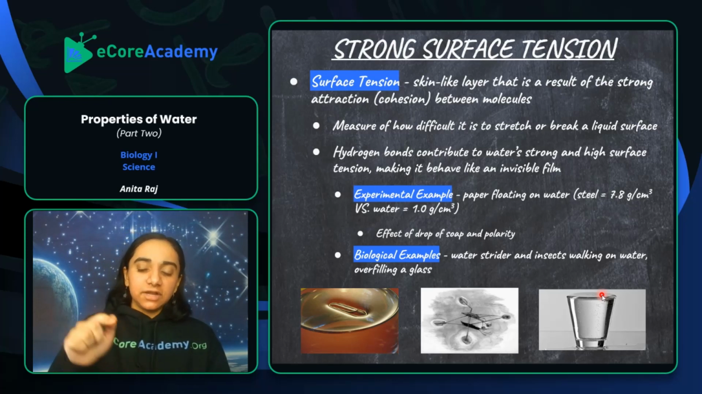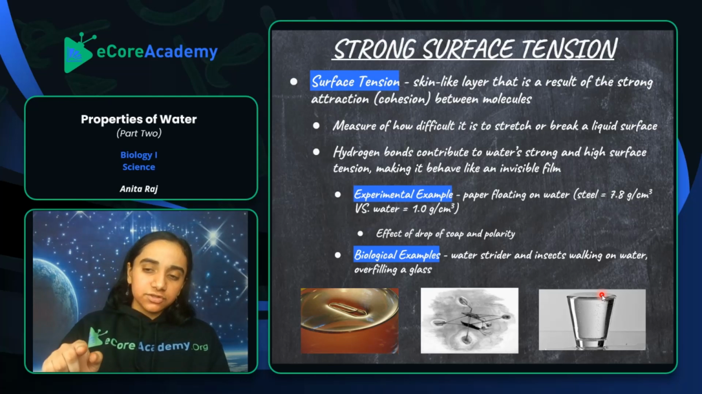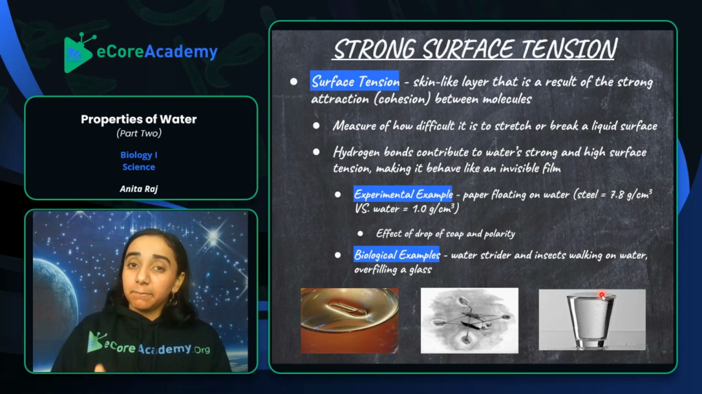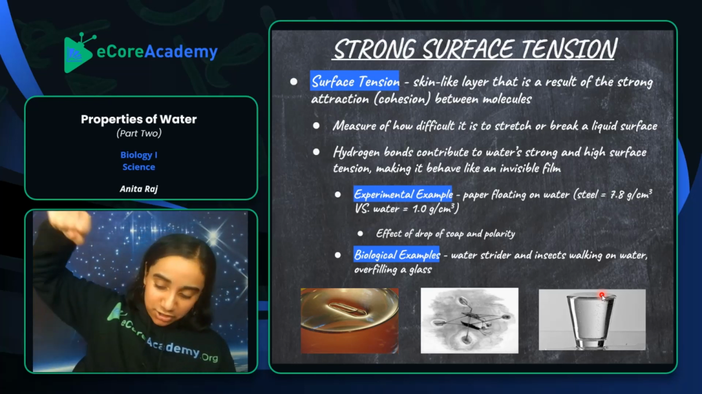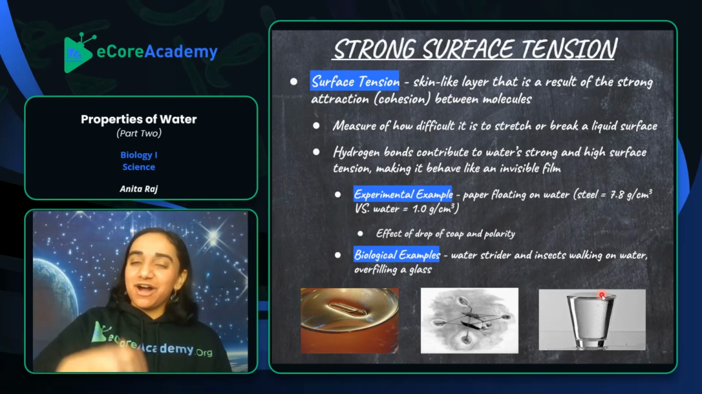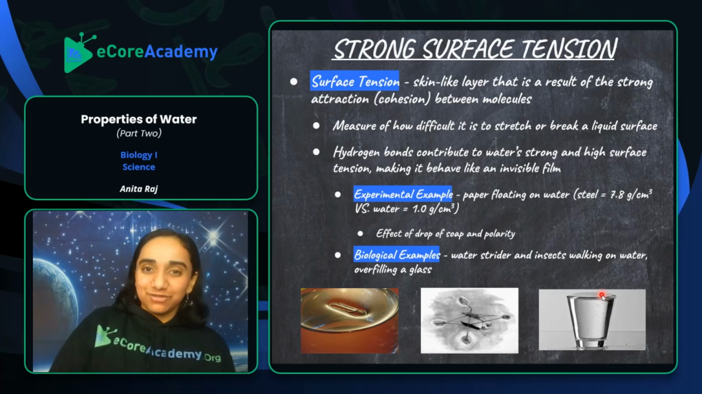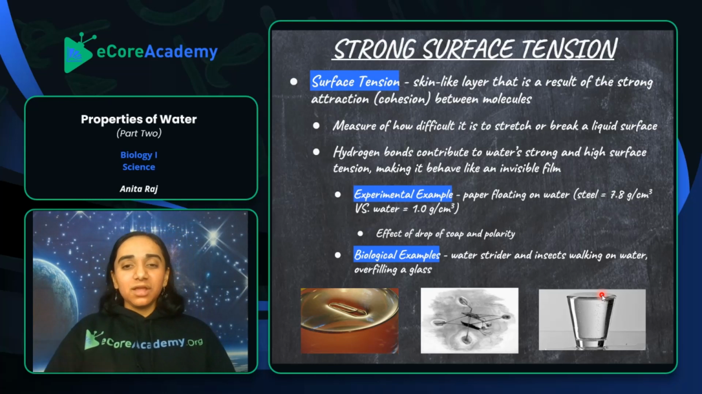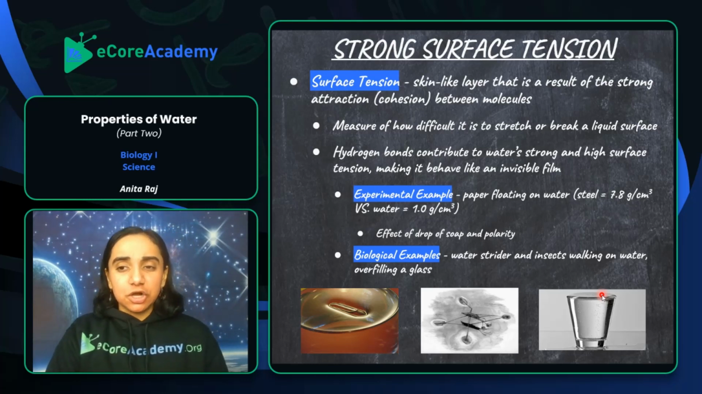For example, if I lightly touch that surface on the water, on the glass, it might disturb it a little bit, but I might not break it. If, of course, I just punch my fist into the glass, then obviously the surface is going to break. So water does have strong surface tension, but it's obviously not that strong. Hydrogen bonds contribute to water's high surface tension, making it behave like an invisible film.